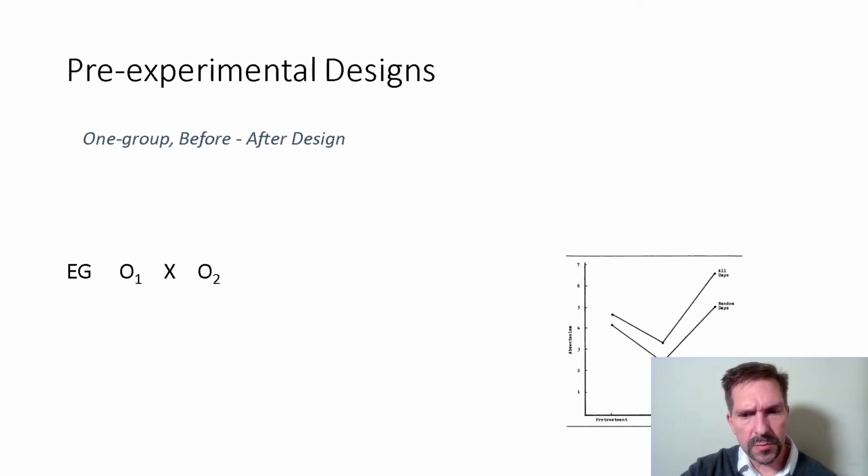Now, what are the problems with this design? The problems with this design is there are many things that could be going on other than whatever we observed here. Let me discuss a few things that could be going on. I mentioned the effect of that.